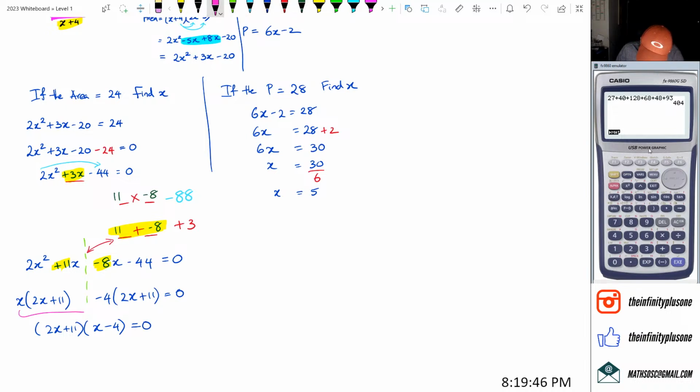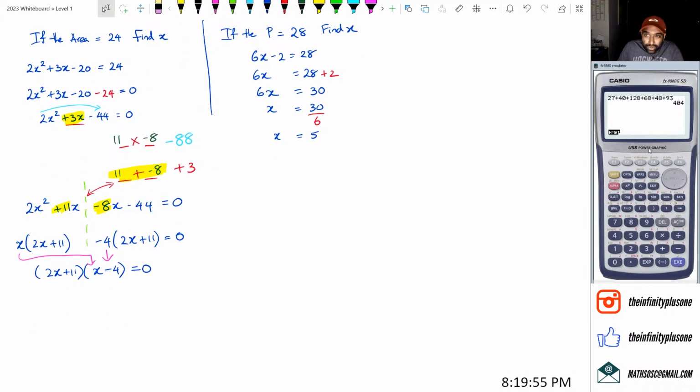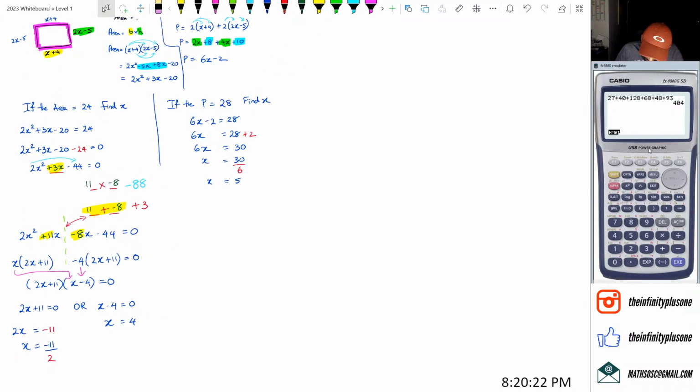And of course the x is from there, the negative 4 is from there. Still not finished with this part, because I need to actually put this equal to 0 and find out what x is. So I've got 2x plus 11 equals 0, or x minus 4 equals 0. In the first situation I'm going to get x equals positive 4. And in the second situation, I've got 2x is equal to minus 11, and then x is equal to negative 11 divided by 2. So I've got x equals negative 5.5.